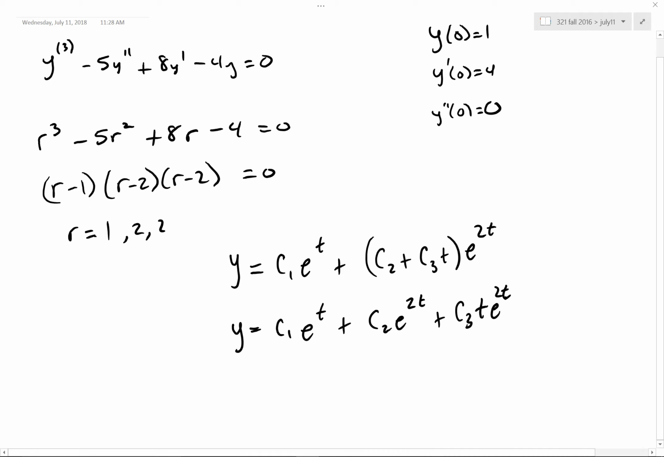So let's plug these values in. When t is equal to 0, we're going to get c1 plus c2 plus nada. So c1 plus c2 is equal to 1, from this top equation.